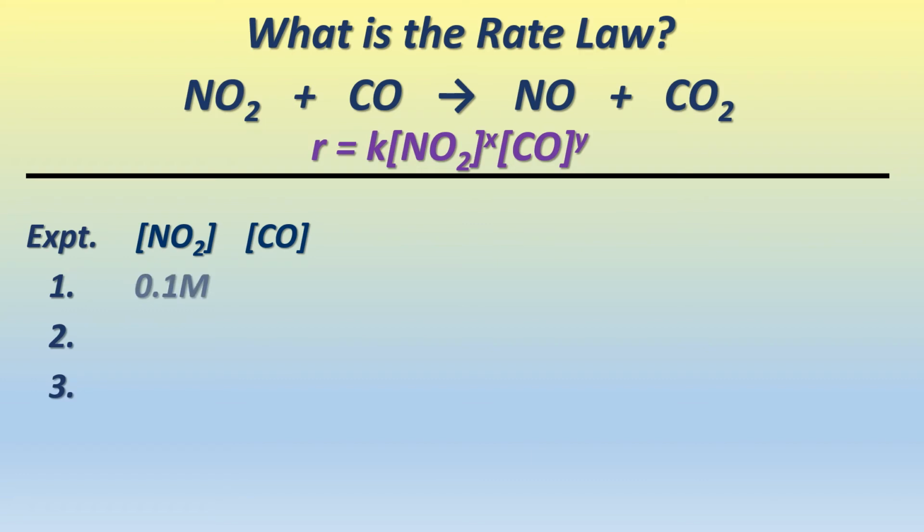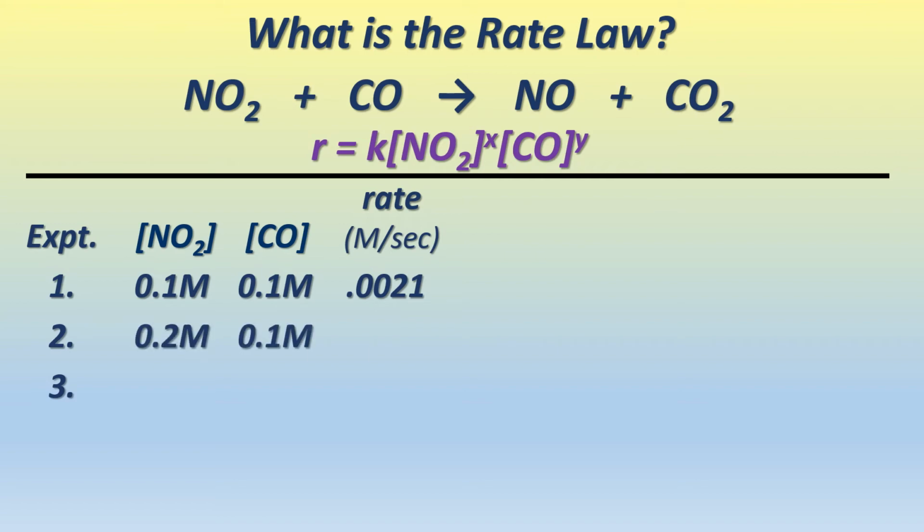So I choose one set of parameters starting at 0.1 molar each, and I measure a rate of 0.0021 moles per liter per second. To properly conduct an experiment, it's important to change only one variable at a time. So I opted to keep the carbon monoxide concentration constant and change the NO2 concentration to 0.2 molar, and the rate increased to 0.0084 moles per liter per second.